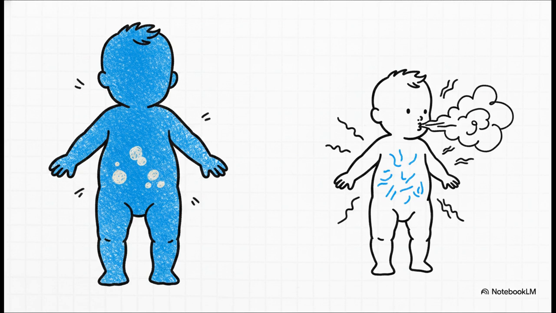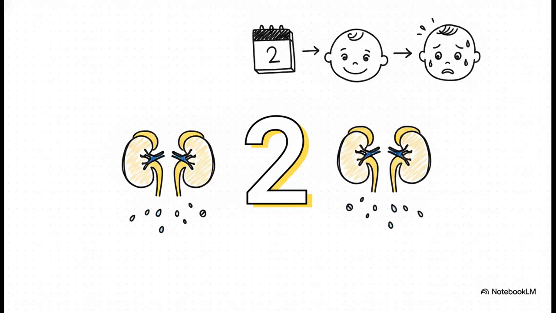Now couple that with a massive body surface area to weight ratio and a much higher metabolic rate, and infants are constantly, and I mean constantly, losing significant amounts of fluid through their skin and rapid breathing. That's what we call insensible fluid loss. And this brings us to the absolutely crucial rule of two. If you remember literally only one number today, make it this one.